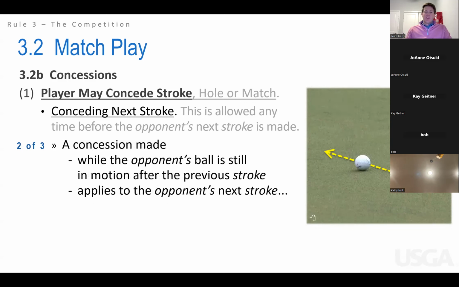However, when we make a concession to a stroke while the ball is in motion, right? Maybe a player has hit that ball and it's 10 feet from the hole and it's still rolling, and then the concession is made. Well, unfortunately, that doesn't apply to the ball that is rolling. That's going to apply to the next stroke, right? Because when we make a concession for the next stroke, we have to make it before the stroke is made. So if the stroke is then made and then the concession is given, the stroke that just was made counts, and then the next stroke after that is conceded.